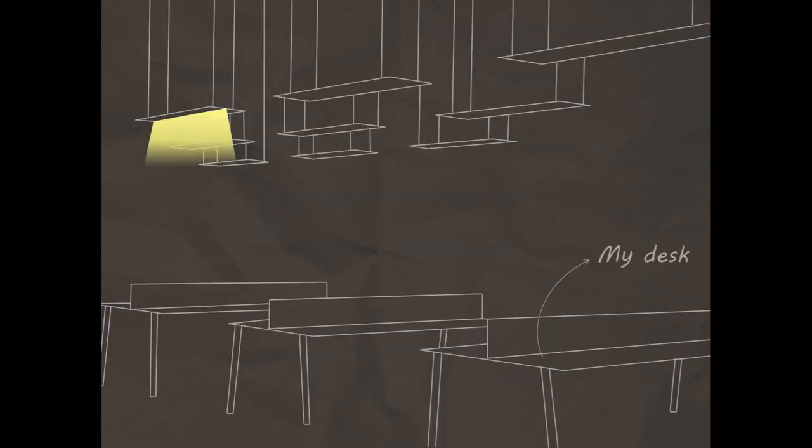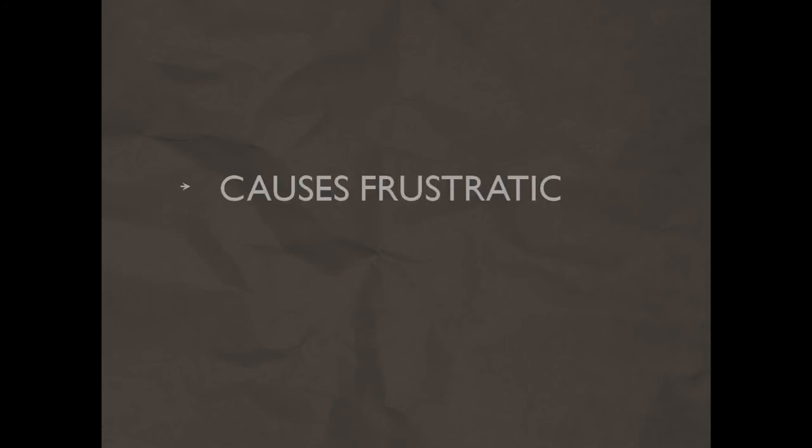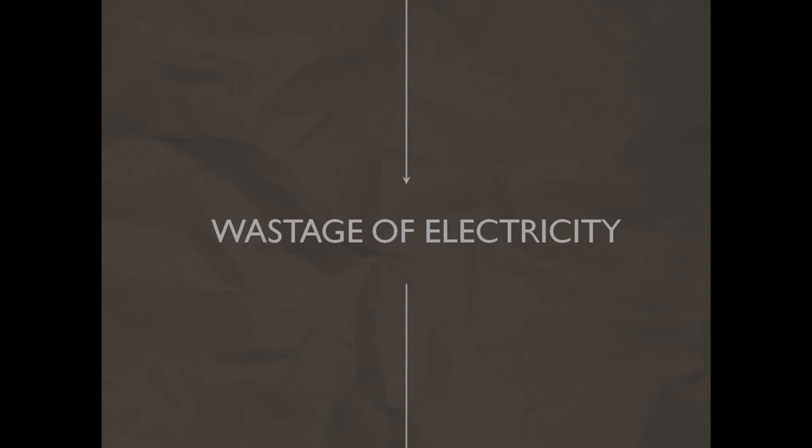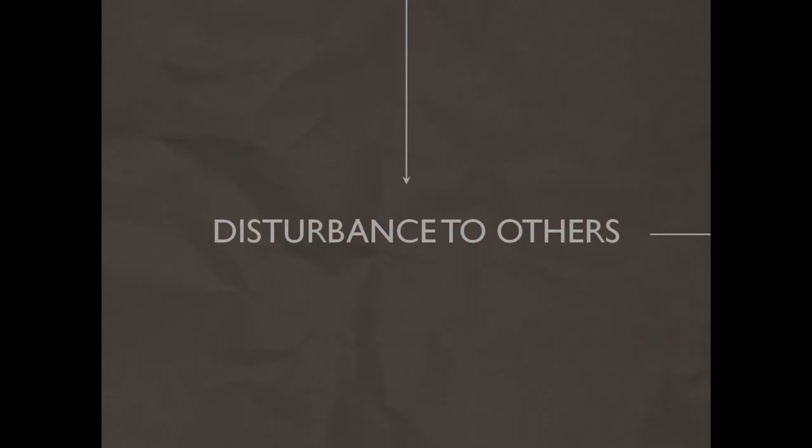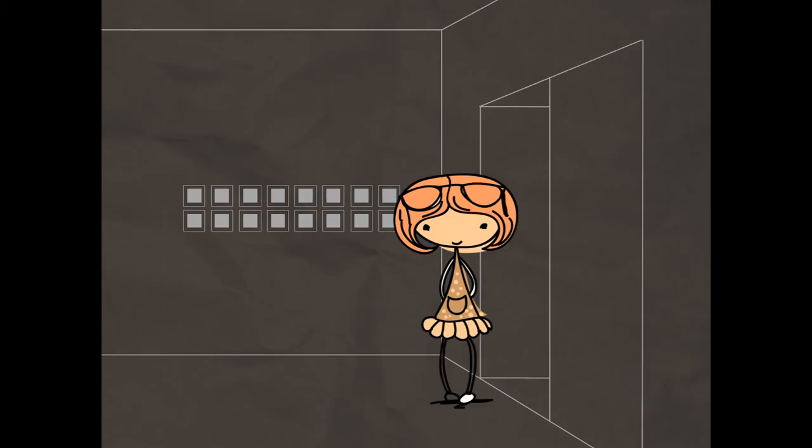With trial and error, we often have to hit multiple switches before we get the right one. This process not only causes frustration, it leads to wastage of electricity, and it also disturbs other students working in the studio. We therefore propose to replace the multiple switches with the switch map system.